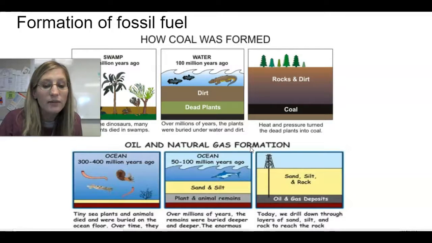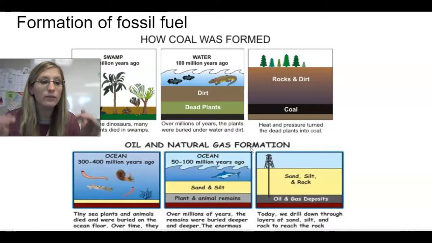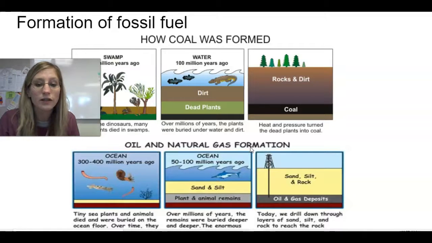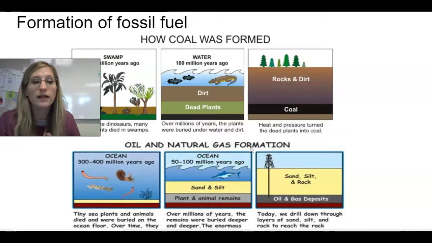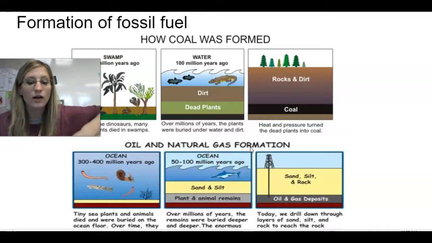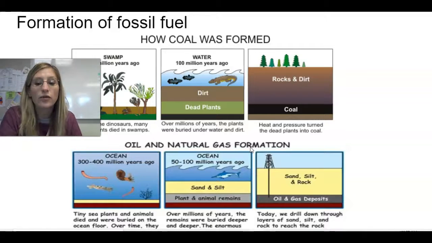Then, over time, the plant and animal remains kept getting heat and pressure, and they became buried deeper and deeper. Today, we have to go out into the ocean and drill to get oil and gas deposits. Usually, we have to drill down through layers of sand, silt, and rock in order to get the oil and gas.